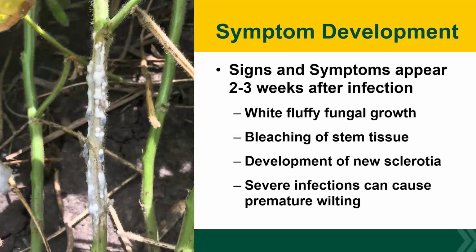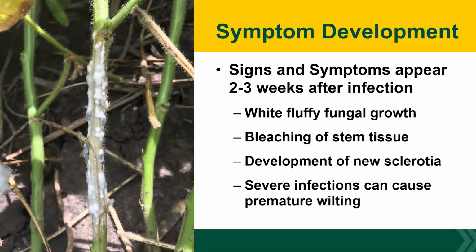Now, once this infection occurs, that fungus is going to infect and start to grow throughout that stem tissue, but it's not going to appear or come outward for 2 to 3 weeks, meaning that infection is what we call latent. After 2 to 3 weeks, we'll start to see this white, fluffy fungal growth, or what we call the white mold. We'll also see bleaching of that stem tissue, where the stem starts to turn a pale tannish coloration. And we'll also see new sclerotia forming on the outside of the stem.